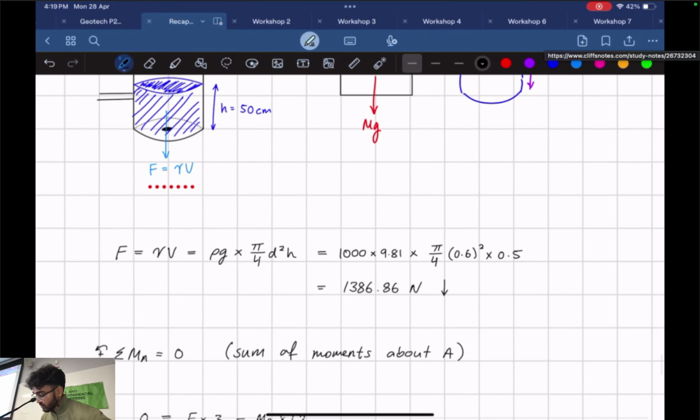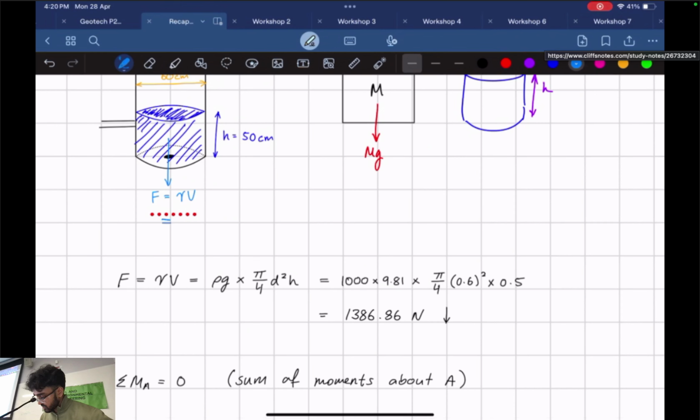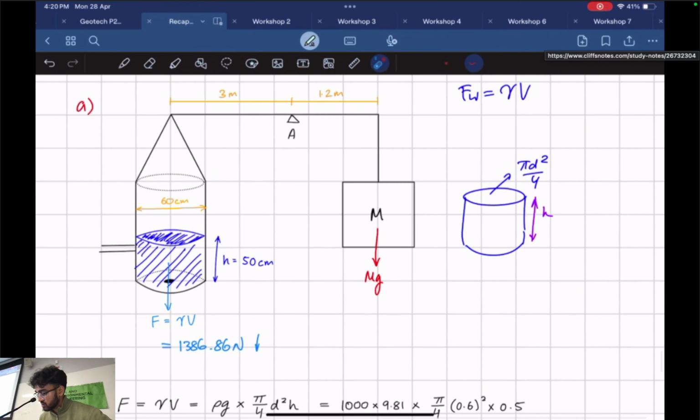Okay, so we found the force due to the water now, right? So this is going to be equal to 1386.86. Now, in order to counterweight the balance, the moments have to cancel out. So we're going to have to take the sum of moments about the pinned joint, this joint over here.